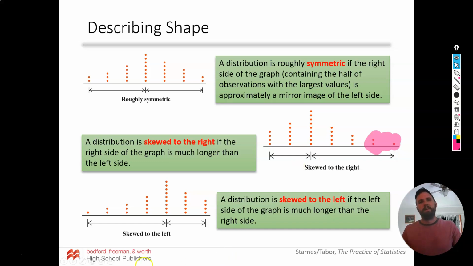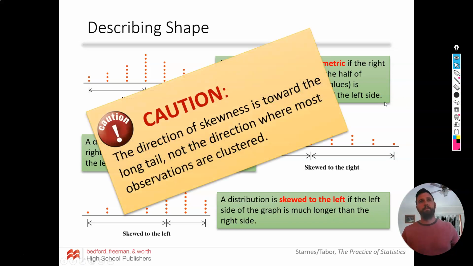Minuscule. So skewed is the direction it's pulling the mean. That is what it is. Skewness is the direction it's pulling the mean. It's pulling it in one direction.